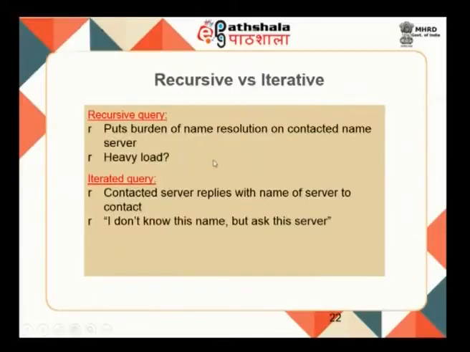Now, obviously there are certain advantages and disadvantages to both approaches, the recursive and the iterative querying. The recursive querying, you can see, puts a lot of burden on the contacted name server.